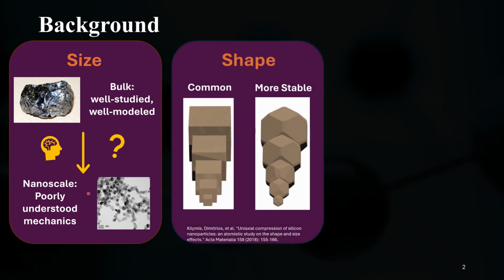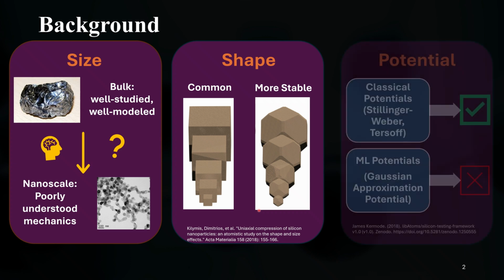The second point is the shape. Many studies use these common simplified shapes like cubes and spheres for convenience, but the shape that you see on the right, which we call a wolf-shaped particle, is more stable in comparison to these common shapes and more physically realistic, and that's what we went for.